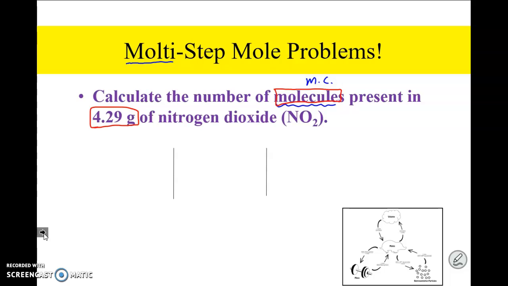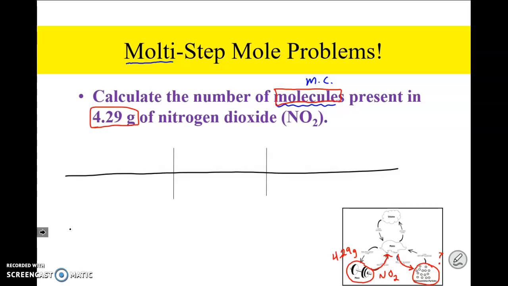So if you look at your chart, you're starting off down here, 4.29 grams of NO2. And on my chart, I'm trying to find a representative particle, a molecule, way down here. And I'm going to put a question mark there. So the first step is to travel from grams to moles, and then you're going to have to go moles to particles. And I've even listed the conversion factors there. So let's go through it.